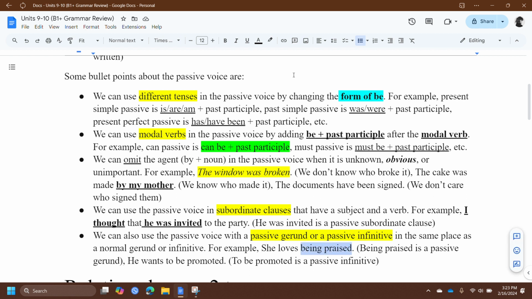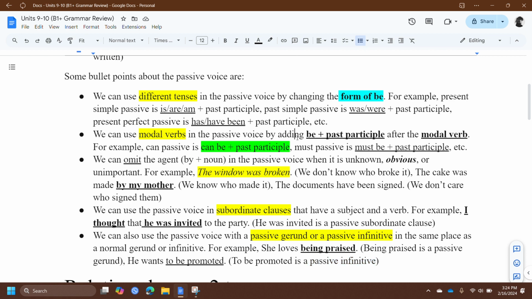So being praised is the passive gerund for us. Being praised is a passive gerund, and an example for the passive infinitive is he wants to be promoted. So to be promoted is also passive. But what type of passive, you might be wondering? It's called a passive infinitive. It's again possible to use passive in an infinitive form and in a gerund form as well, as illustrated by these two examples.